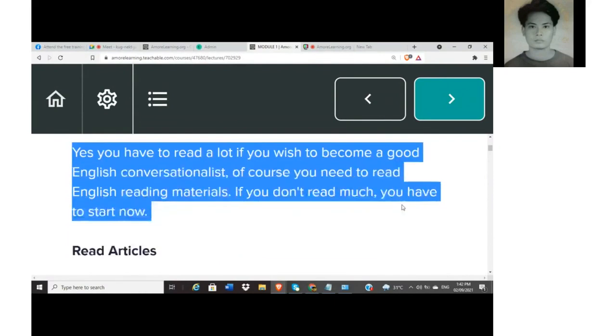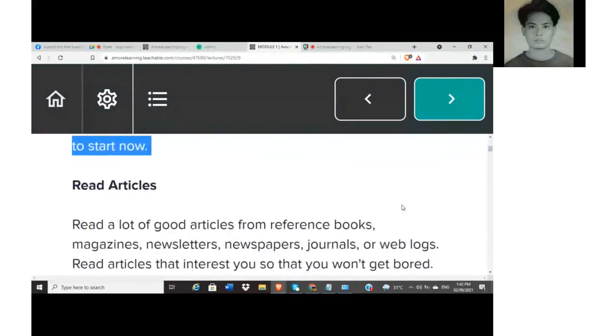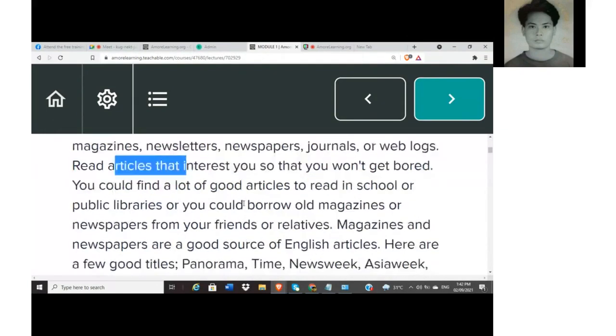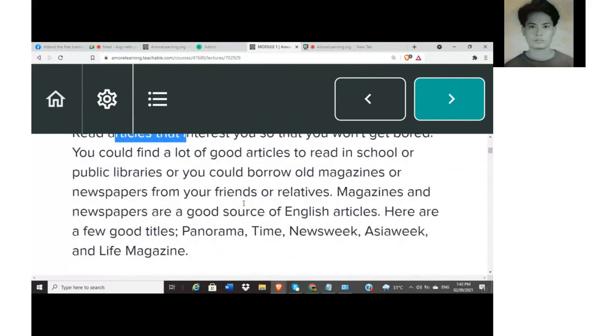So much for that. So, start reading articles, read a lot of good articles from reference books, magazines, newsletters, newspapers, journals, or weblogs. Read articles that interest you, so that you won't get bored. You could find a lot of good articles to read in school. Well, right now, some of the schools are online. Well, all of them, not some, a lot of them are online. Some of them are using modules, but most people are now online.